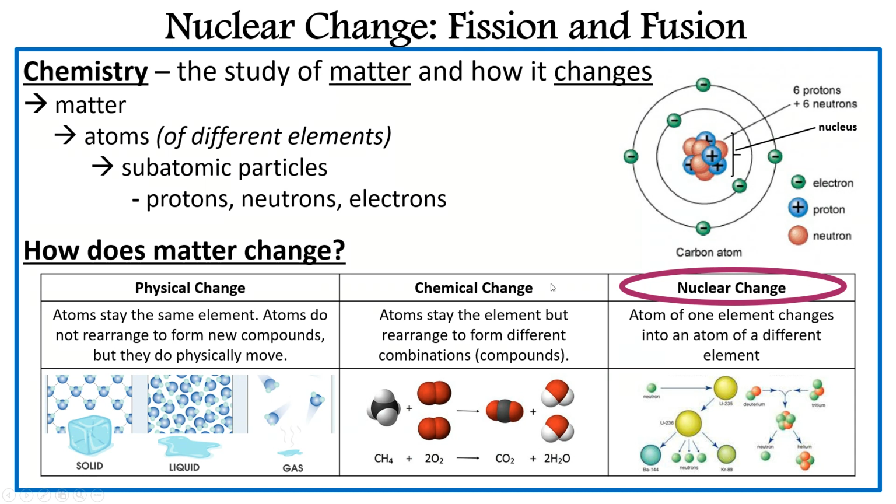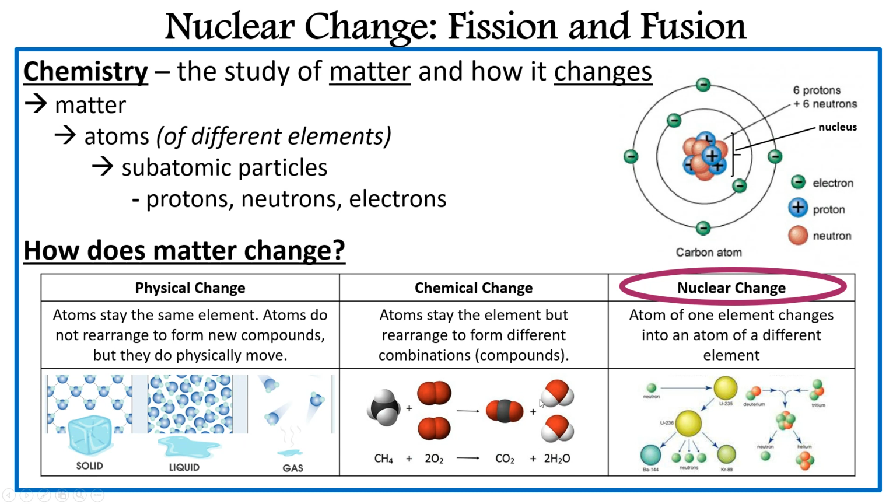Next, we have chemical change, and chemical change is what most people think of when they think of chemistry. It's when your atoms are the same element, but they are now rearranging to form different combinations of those atoms. This is just an example of a combustion reaction, like if you're burning this fuel. So you have CH4 and then you have oxygen, and they go through this chemical change. That's what the arrow represents, right?